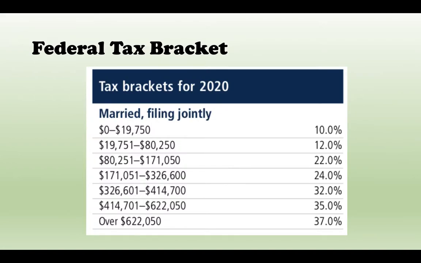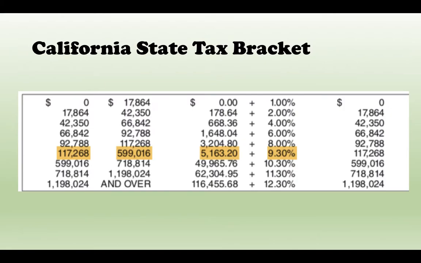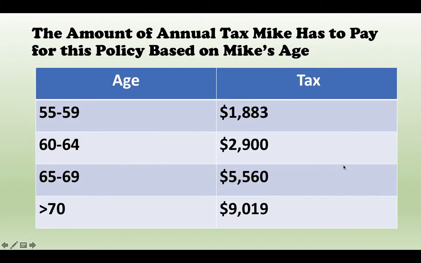So this is the information I need to show you how to calculate the tax on the life insurance. Quickly, Mike's annual salary is $200,000, so that's why it's a 24% marginal tax rate. For California, it gives him a 9.3% marginal tax rate. Now I want to show you the amount of annual tax Mike has to pay for this life insurance policy based on Mike's age.